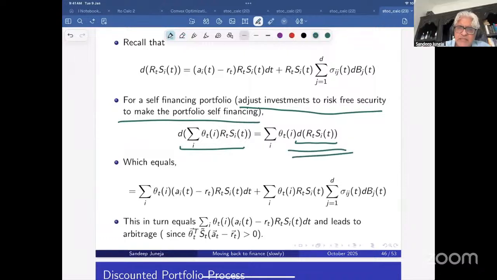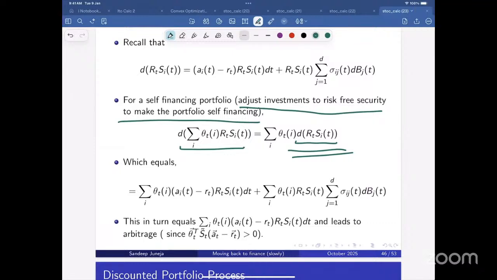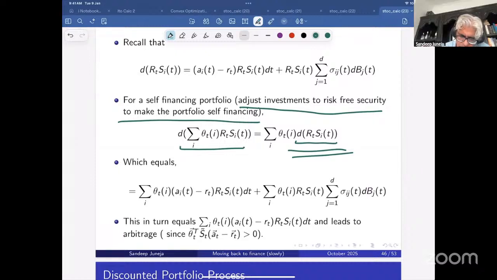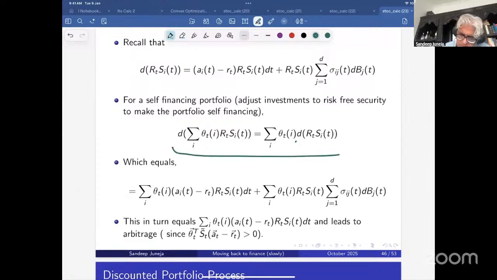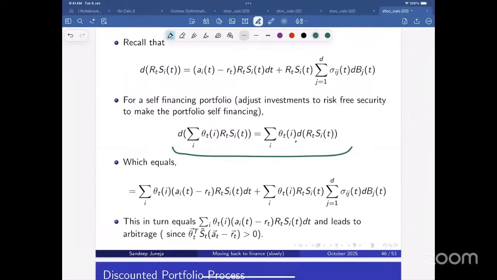But it's the money market account which ensures that your portfolio is self-financing. Whatever changes happen in the risky securities are balanced by the investment in the risk-free security. So essentially, you still continue to have a self-financing portfolio. But that term is going to zero, so how is it still adjusting my investments? Meaning I can add that to this equation here, and nothing will change. Yes, this will still be the same. So this equation is valid. That's what I'm really saying.